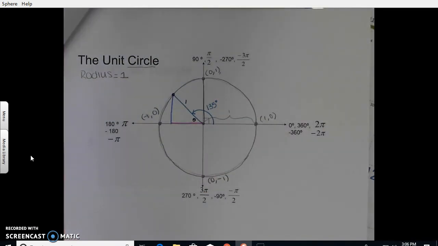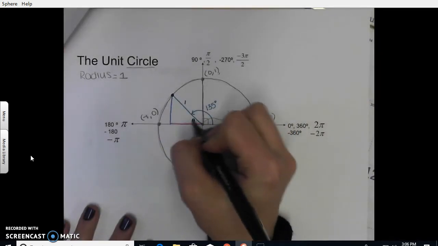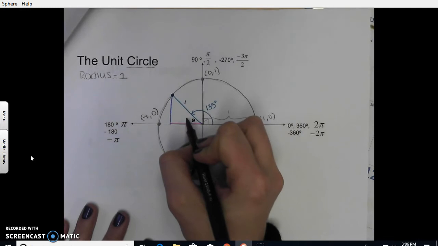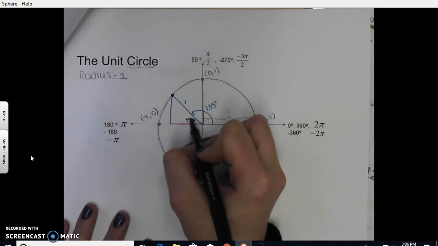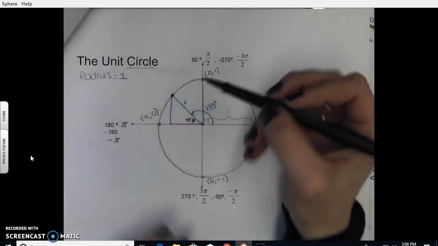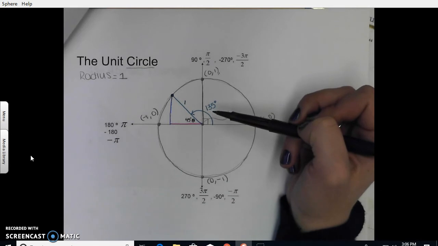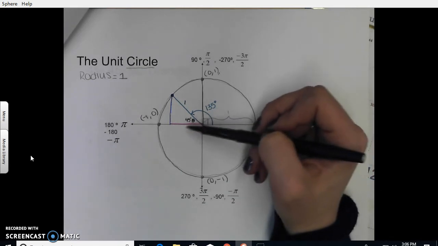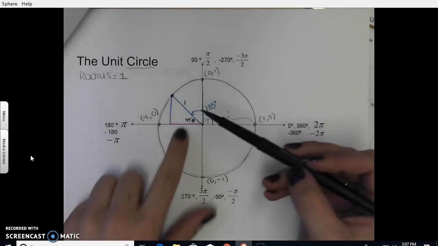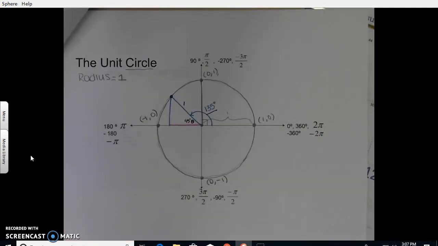And now this theta would be 180 degrees minus 135, which is 45 degrees. This 45 degree angle is going to help us find the sine, cosine, tangent, cosecant, secant, and cotangent of 45 degrees, which is then going to be related to the 135 degrees.